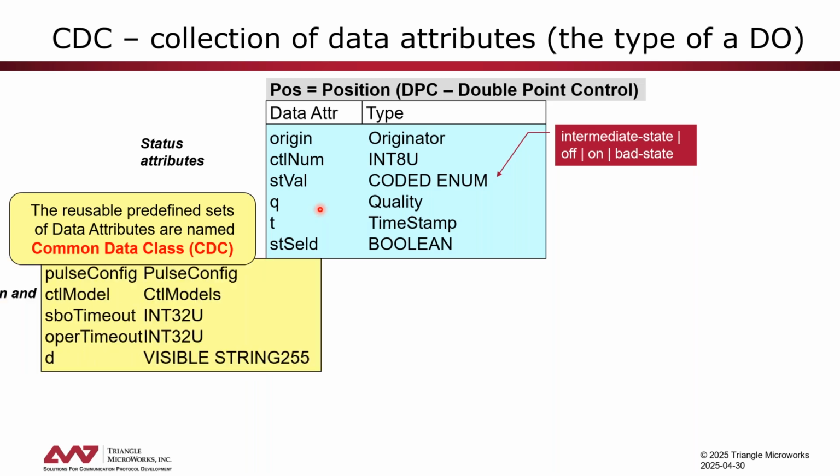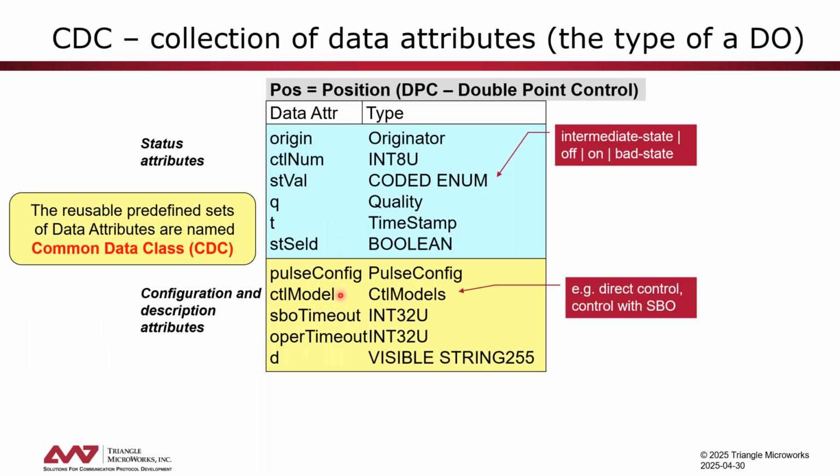We also have attributes that are more like metadata. So we have configuration attributes. As an example, if the control model supported here is a select before operate, that we can configure in the configuration parameter control model, then we have parameters like a select before operate timeout. That's the maximum time between the select and the operate. So we can also configure these parameters as part of the data model.